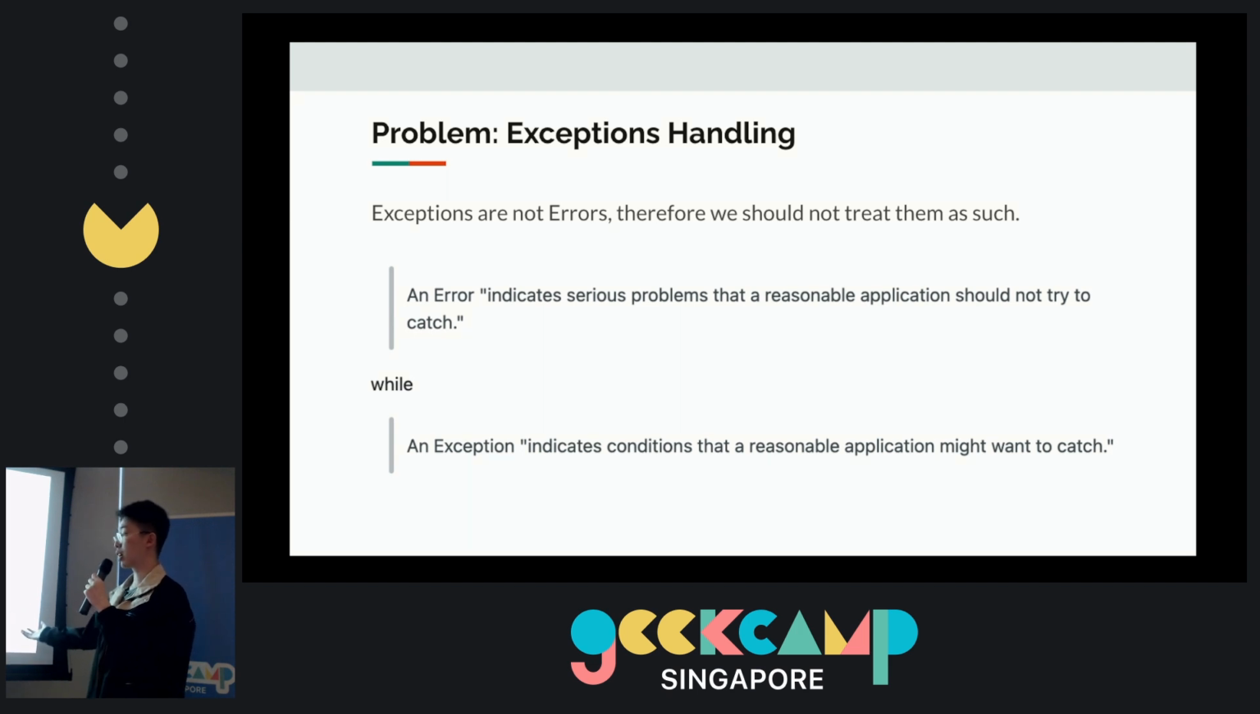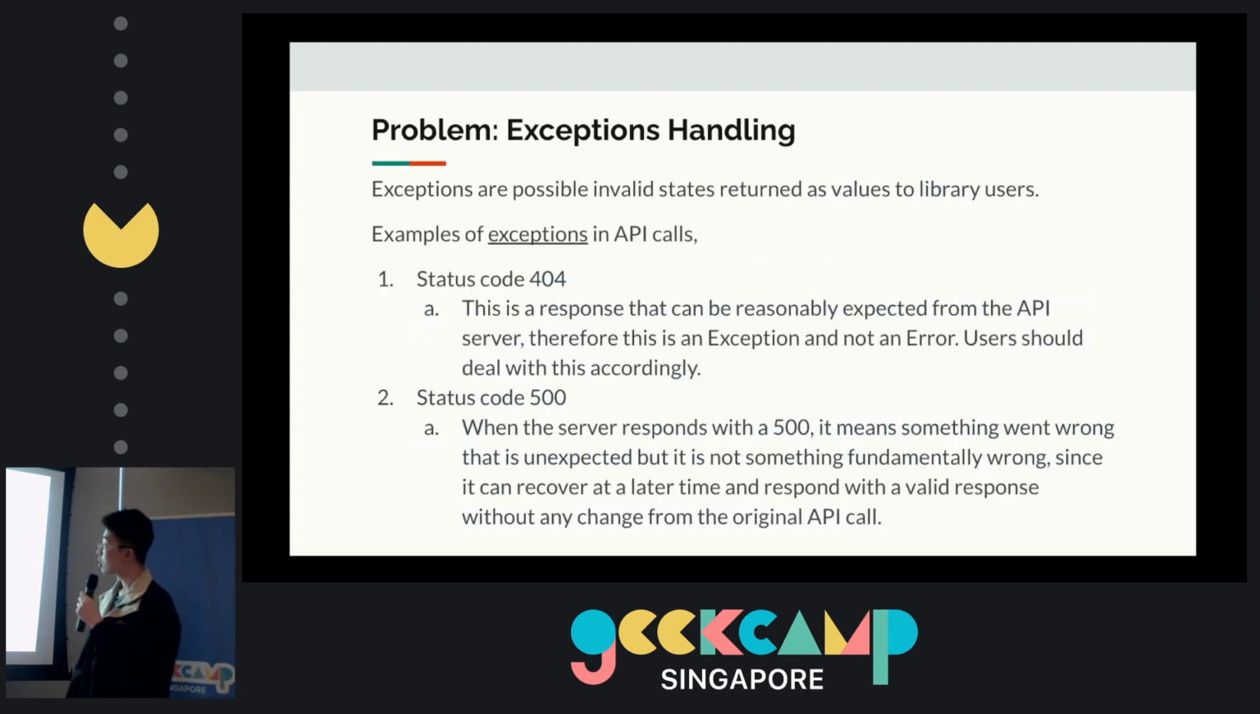An exception is something that you can recover from. So for example, if the user types something invalid, you want to tell them to try again. So that's a user input validation exception. That's the main difference between them. So these are some examples of exceptions in API calls, for example, a 404 or 500.